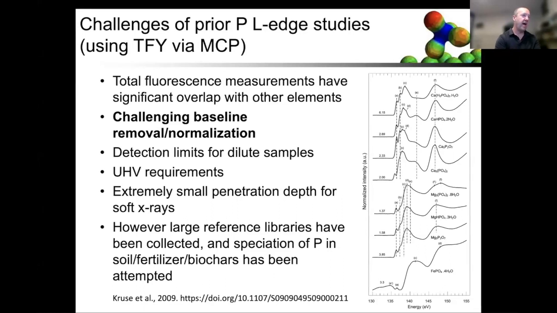It has to be done under a vacuum, so you always are going to be worried about changing the material when you pull a vacuum on it. The detection limits are kind of in that 2 to 3% range historically. And the bigger issue here is that the penetration depth for soft X-rays at 100 eV, 150 eV is very, very thin. And so you always have to be worried under those conditions about a few different things. And I'll talk about some of those in a minute.